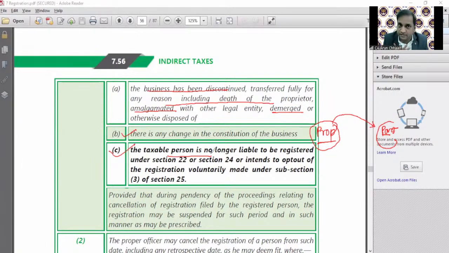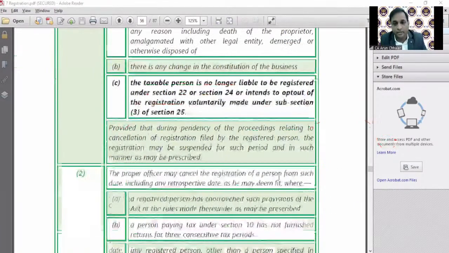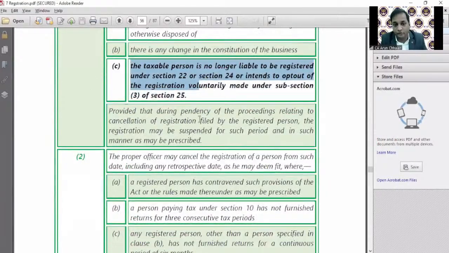And third is taxable person. I was doing the business, still I am doing the business, but my turnover is below threshold limit. I can submit the application for cancellation. Important one, this is highlighted, new changes.